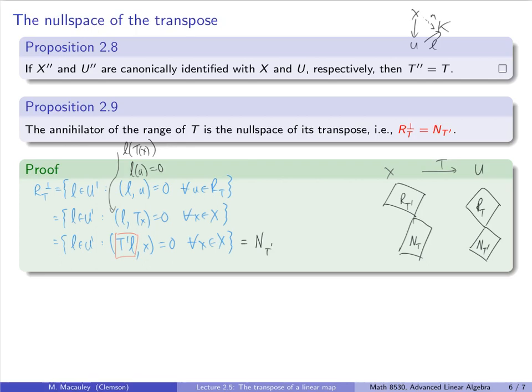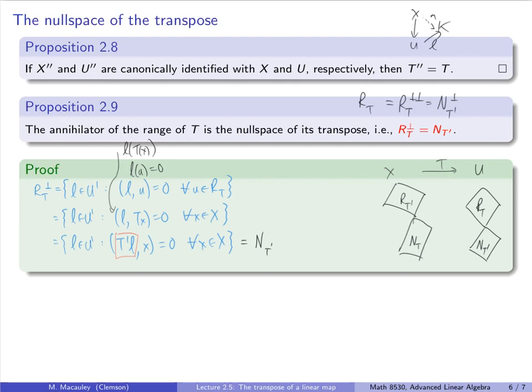Okay, so what's next? What do you think comes here? Well, if you look at this result, there are two canonical things that you can do. One thing you can do is apply perp to both sides. And if you apply the perp to both sides, remember that double perp gets you back to where you started. So you get R(T) perp perp equals N(T prime) perp, which is R(T).